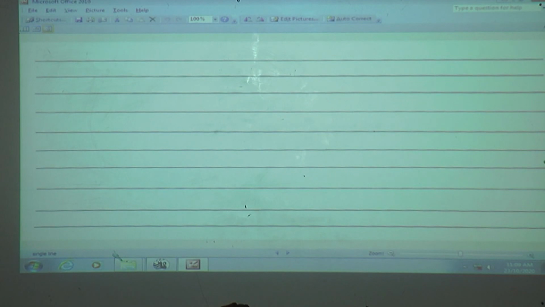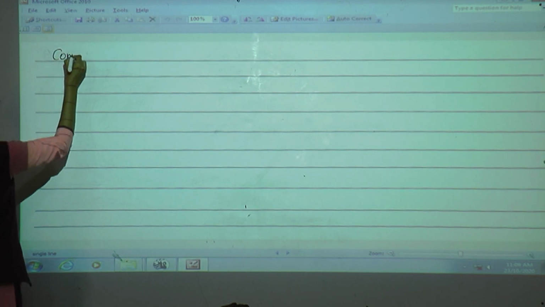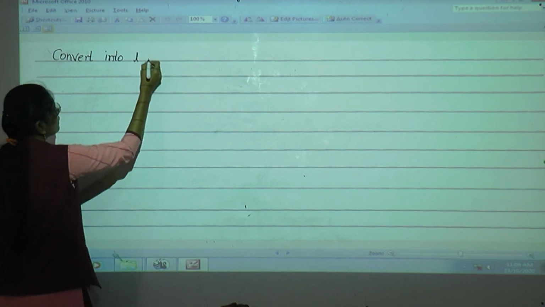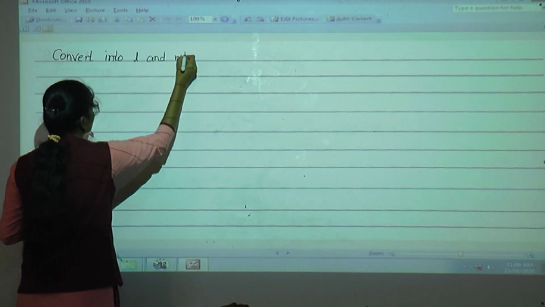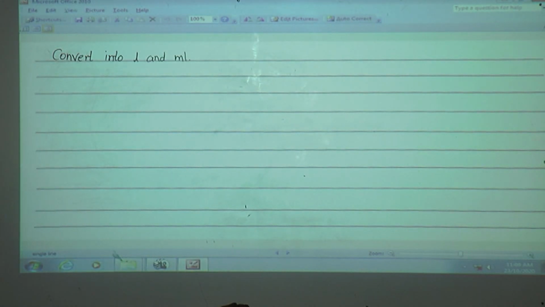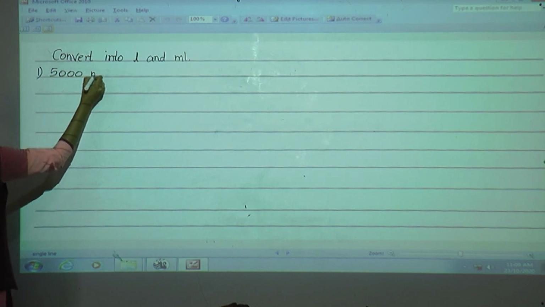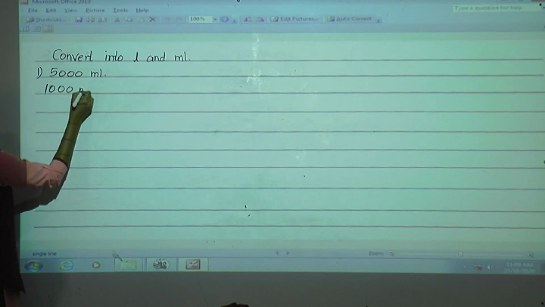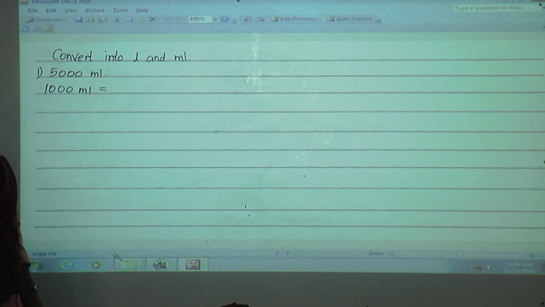Now next exercise 5.13, convert into liters and milliliters. L stands for liters, and ml means milliliter. First example, 5000 ml. Now this 5000 ml we have to convert into liter. So what is the first step? 1000 ml is equal to how many liters? Yes, 1000 ml is equal to 1 liter.